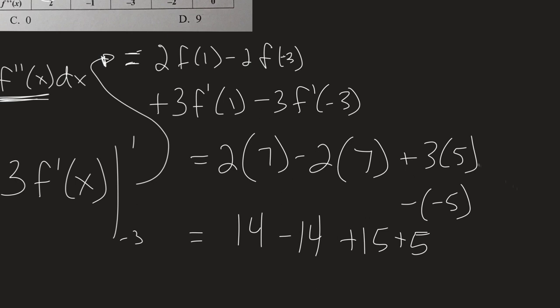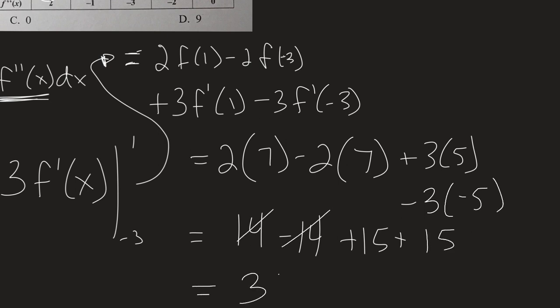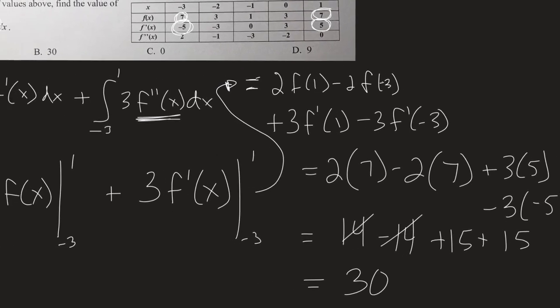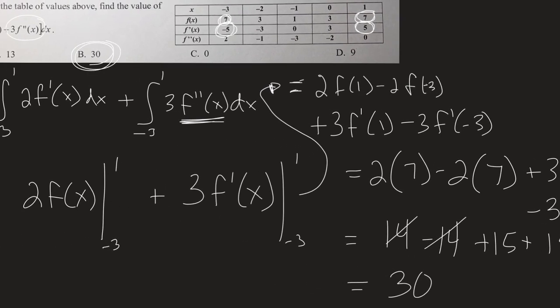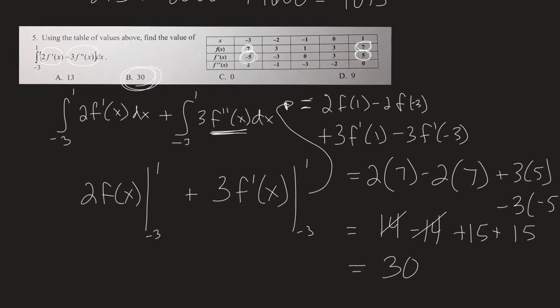I need to multiply this in here by 3, don't I? So this one needs to be minus 3 times negative 5. So 15 plus 15 comes out to be 30. There we go. That sounds better. I was wondering why my answer didn't look right.